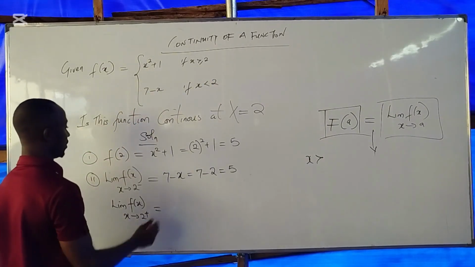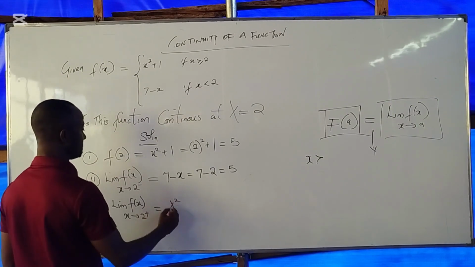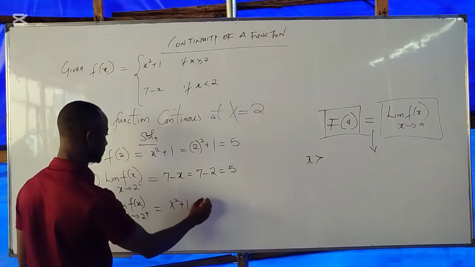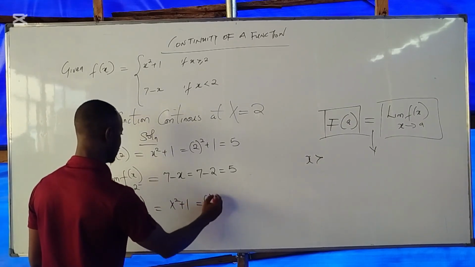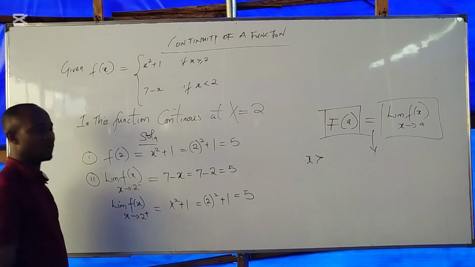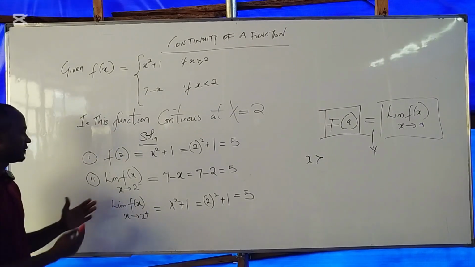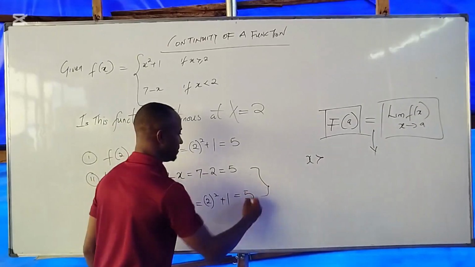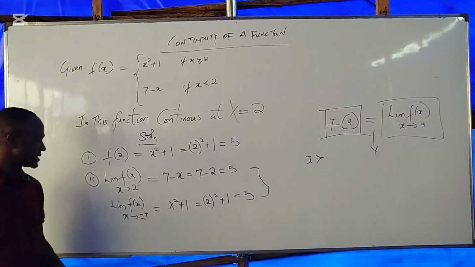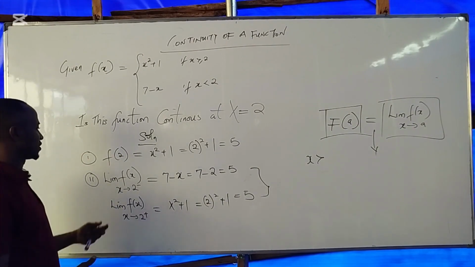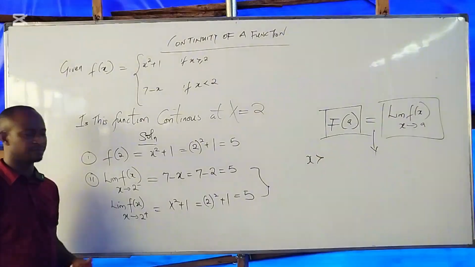So it means that we're going to use our x squared plus 1, and that will give us 2 squared plus 1. And I think this should be equal to 5. Wow. Now what do you notice here? The limit of the function as x approaches 2 on the left hand side is the same as the limit of the function as x approaches 2 on the right hand side. That simply means that the limit of the function as x approaches 2 exists.